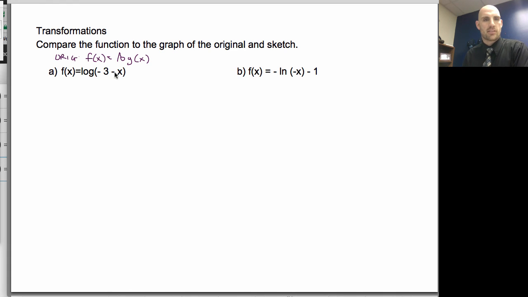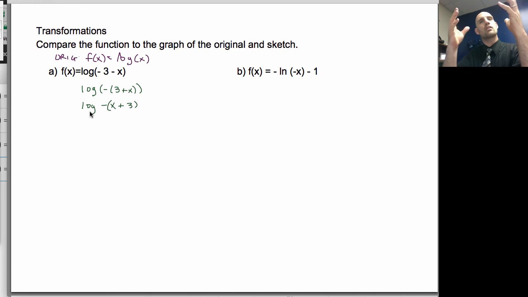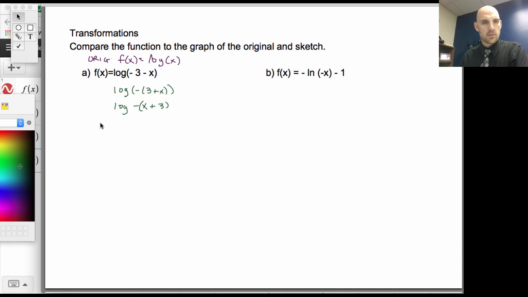Let me simplify this a little bit. I've got a negative and a negative, so I can take out a negative. Log of -3 plus x. Log of negative x plus 3. What does it seem to look like? Remember, log is a function. It's like x squared. It looks like what has happened is I've got a negative inside, so I expect it to be reflected over y, because it's inside the function, not in the front. And plus 3 means left 3.